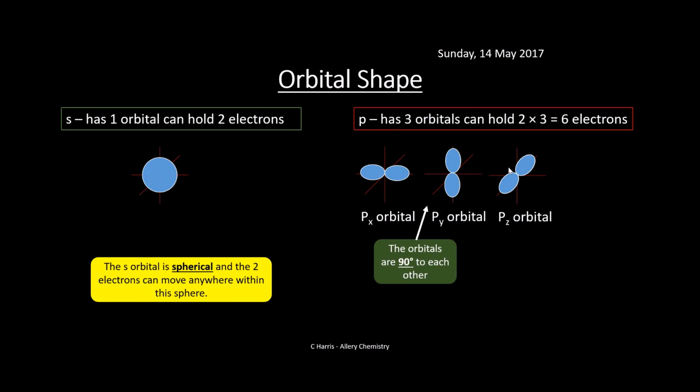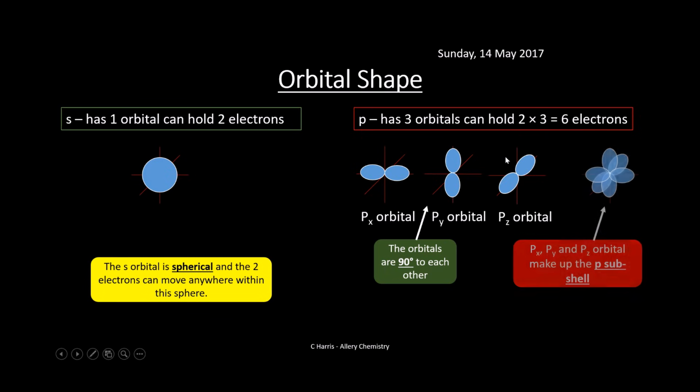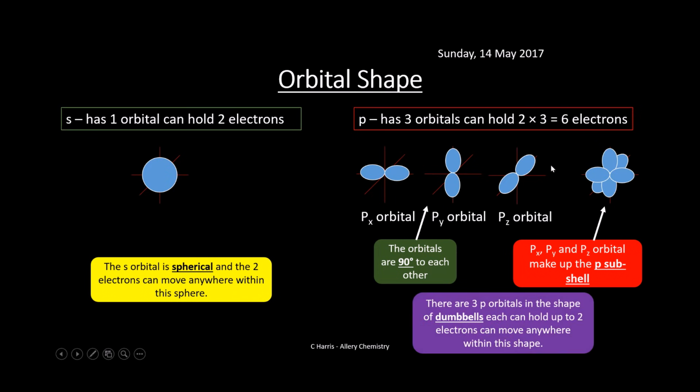And we combine all these together. Obviously, all these are 90 degrees of each other as well. So in a 3-dimensional shape. But we can combine them all and we make the full p subshell. So we've got 3 orbitals, each holding 2 electrons each. And we combine them to form this shape here. And this is the p subshell. So there are 3 p orbitals in the shape of dumbbells, as you can see there, or figures of 8. They can hold 2 electrons and they can move anywhere, like I say, within this shape.